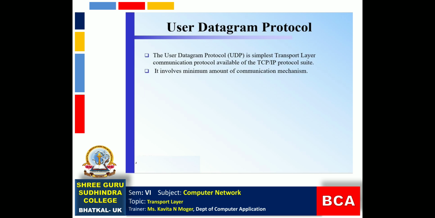User Datagram Protocol. The UDP is the simplest transport layer communication protocol available in the TCP/IP suite. It involves a minimum amount of communication mechanism. UDP is said to be an unreliable transport protocol, but it uses IP services which provide a best effort delivery mechanism. In UDP, the receiver does not generate an acknowledgement of a packet received, and in turn, the sender does not wait for any acknowledgement of the packet sent.